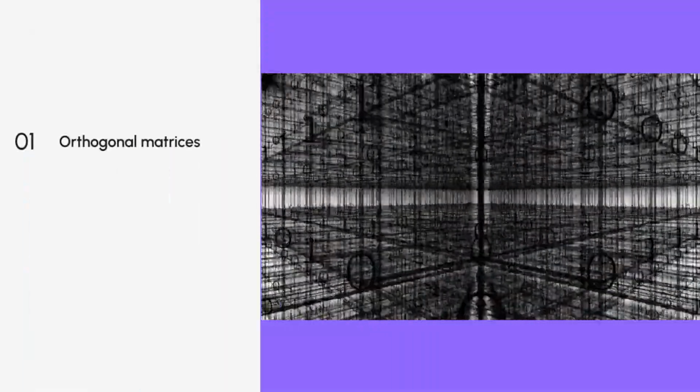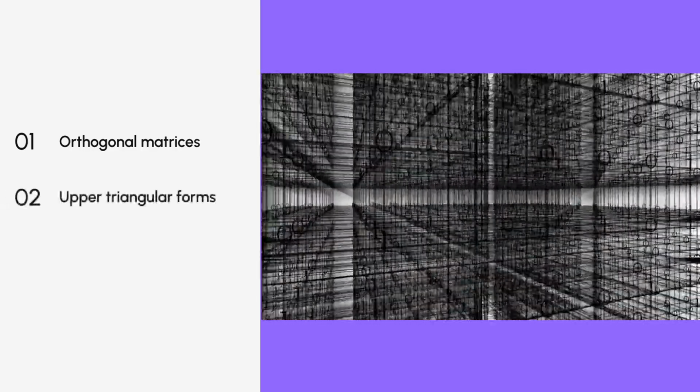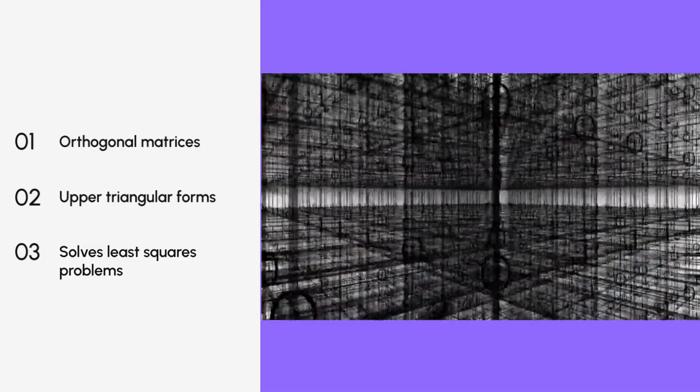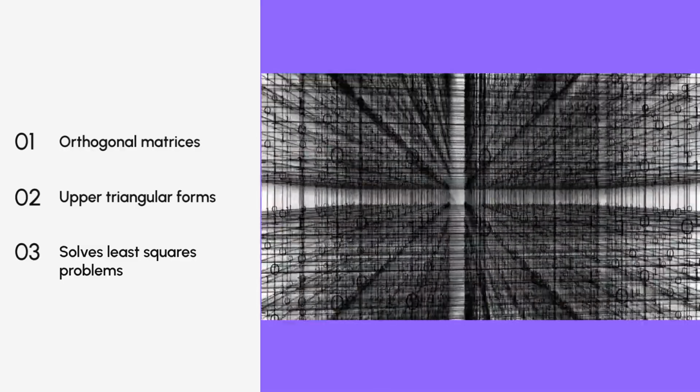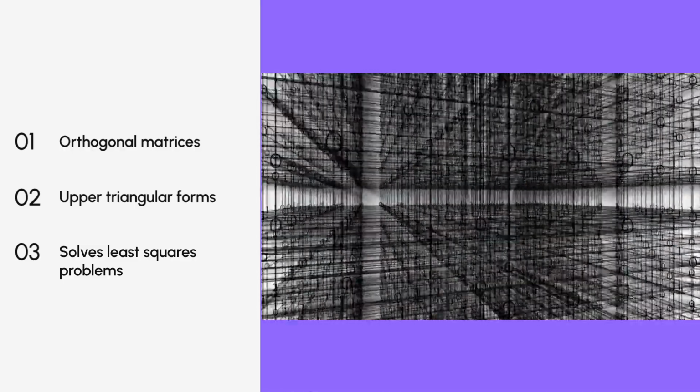QR decomposition uses orthogonal and upper triangular matrices. It's stable for solving least squares problems. Cholesky is efficient for symmetric positive definite matrices. Both decompositions are vital in numerical linear algebra. Understanding them aids in optimization and machine learning.